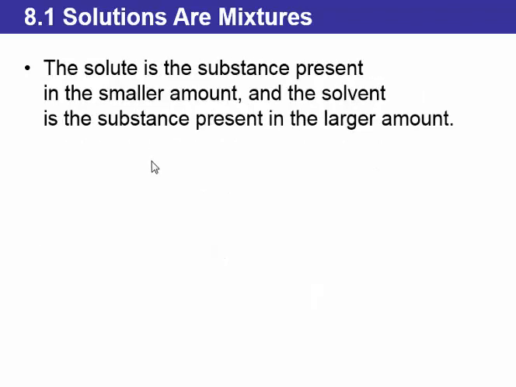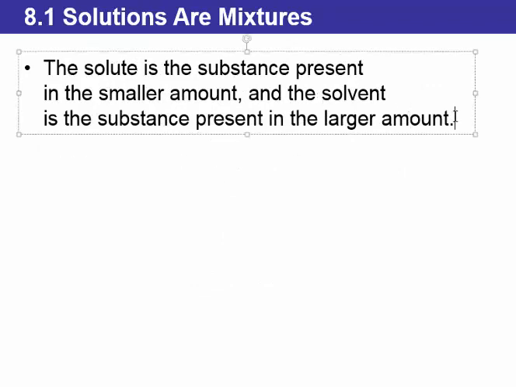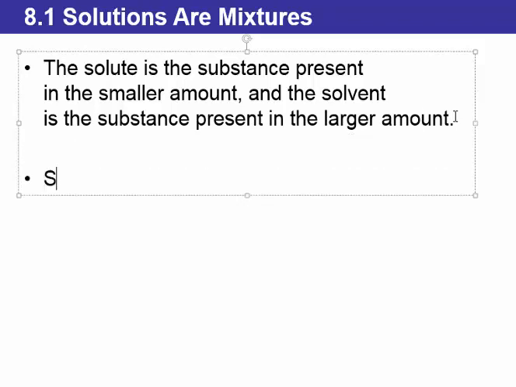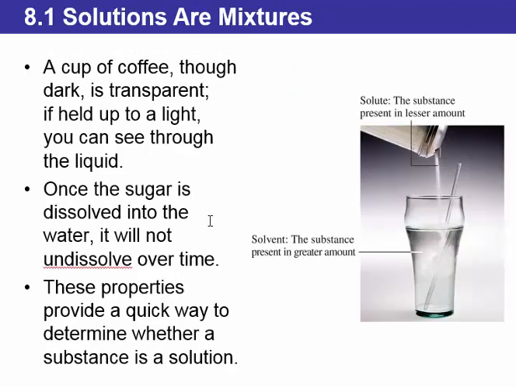Now the substance that is present in the smaller amount is known as the solute, and the solvent is the substance present in the larger amount. And oftentimes the solvent is going to be water, especially for biological systems. Another criteria for aqueous solutions, or solutions whose solvent is water, is that they are transparent.